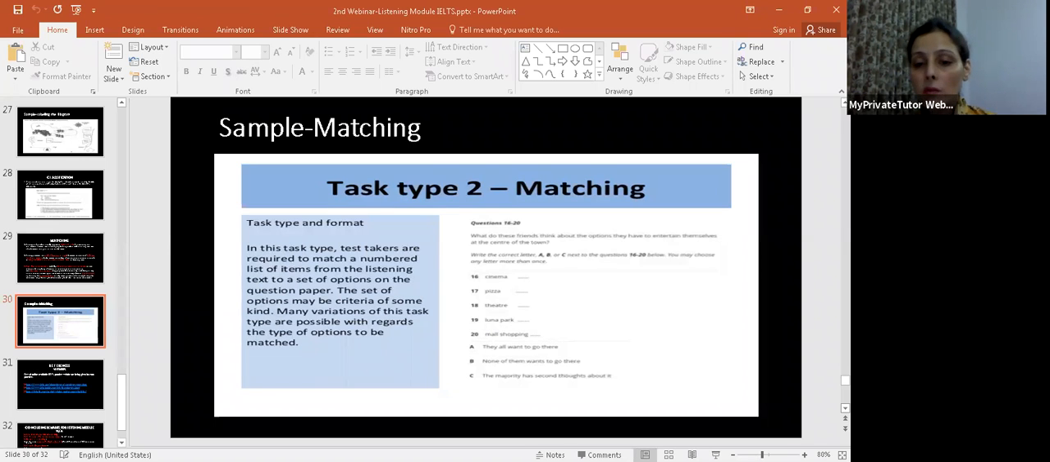Okay, none of them wants to go there. None of them wants to go. Okay, cinema. They must be talking about the cinema in the audio. Okay, you're going to write B in front of 16, cinema. So it is going to be followed like this. So the sample matching is in front of you.